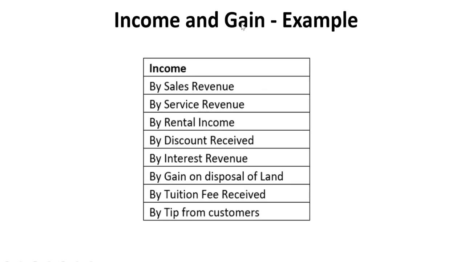If we talk about incomes and gains, here are some examples: sales revenue, service revenue, rental income, discount received, interest received, gain on disposal of land. Disposal means selling of land. We receive money, which is known as a capital gain, so that is also one of the incomes. Tuition fees received: maybe someone is running their own college or institute, so the tuition fees received from students are also income of the organization. Tips from customers for a restaurant or a food delivery company. All these are incomes and gains, which also fall under the nominal account.